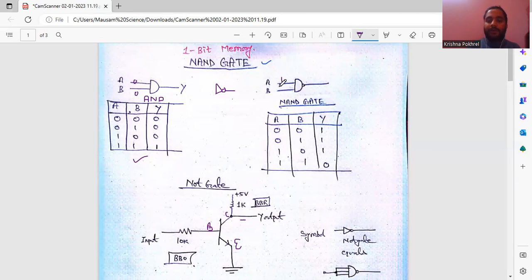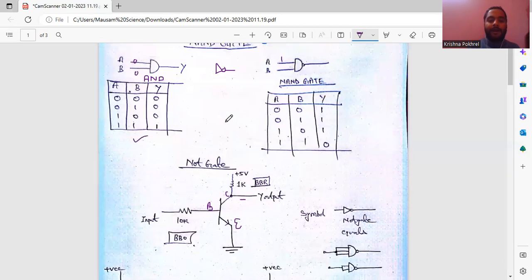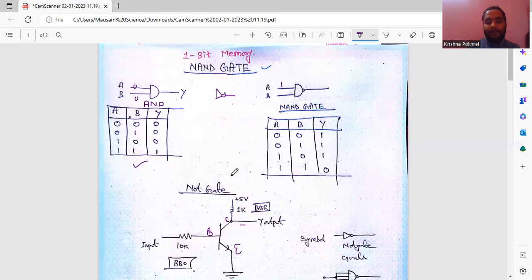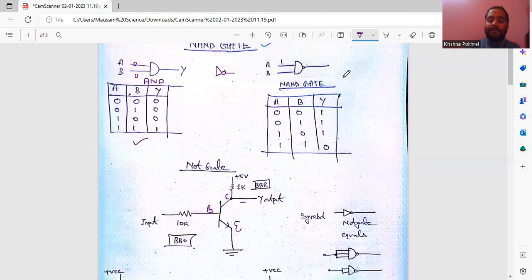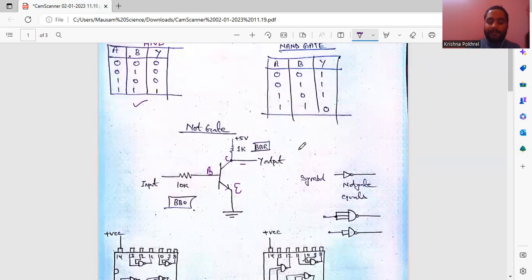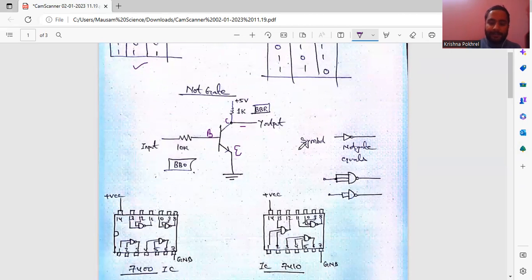We can use this type of gate also, or we can make a separate NOT gate, and we can attach this NAND gate to this NOT gate to make an AND gate, sorry, AND gate to NOT gate to make NAND gate. Otherwise we can have simply this type of NAND gate in our physics lab in a certain IC. I'll talk about it later. This is a NOT gate.